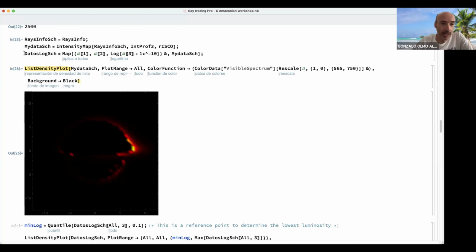And that's the reason why I'm using here, besides the basic intensity map, okay, I'm also going to compute the logarithm of the intensity profile, okay? I'm going to represent this same plot in alpha and beta, okay? Alpha is here, beta is the vertical, okay?